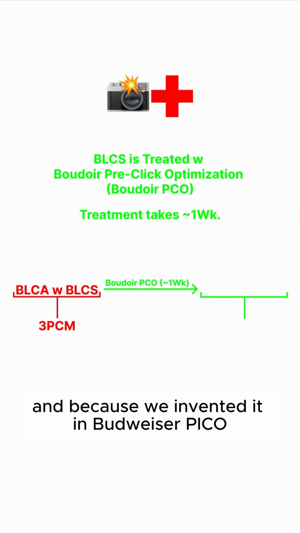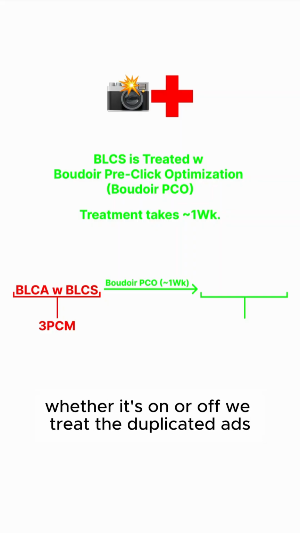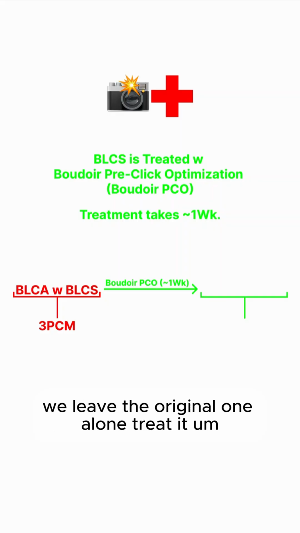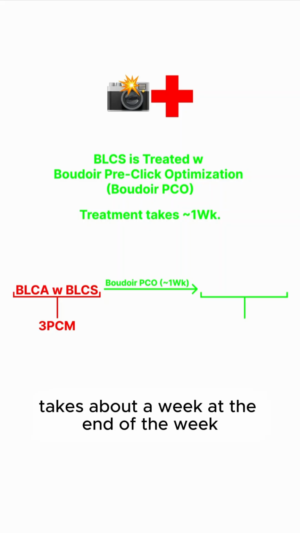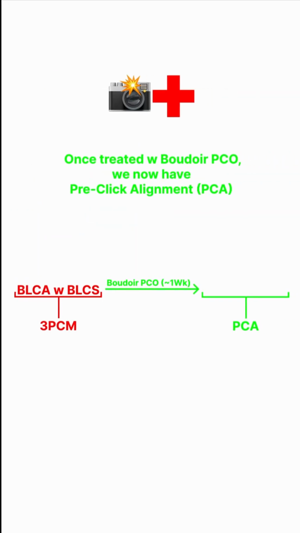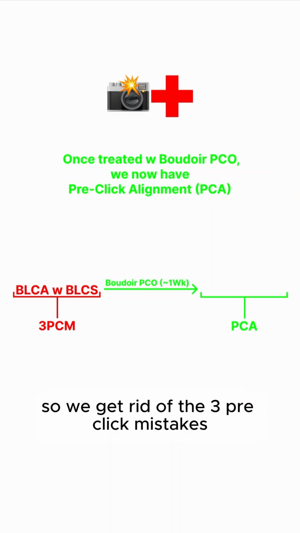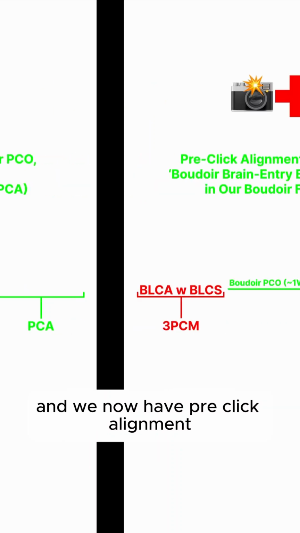In Boudoir Pico, we duplicate the current Boudoir Facebook ad, whether it's on or off. We treat the duplicated ad. We leave the original one alone. Treatment takes about a week. At the end of the week, we keep whichever one is rolling with the better metrics. Now, once treated with Boudoir Pico, we get rid of the 3 pre-click mistakes, and we now have pre-click alignment.